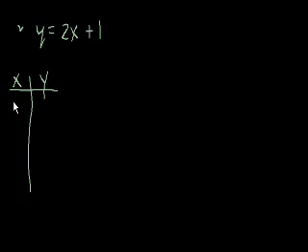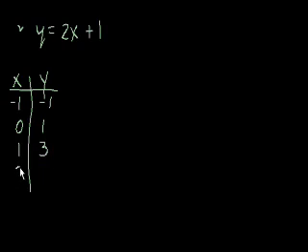If x was, let's say, -1, then y would be 2 times -1, which is -2, plus 1, which would be -1. If x was 0, that's easy. It would be 2 times 0, which is 0, plus 1, which is 1. If x was 1, y would be 2 times 1, which is 2, plus 1, which is 3.